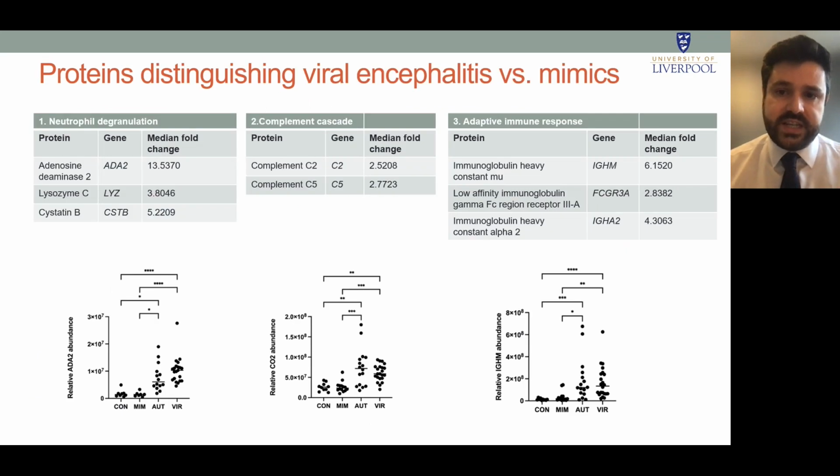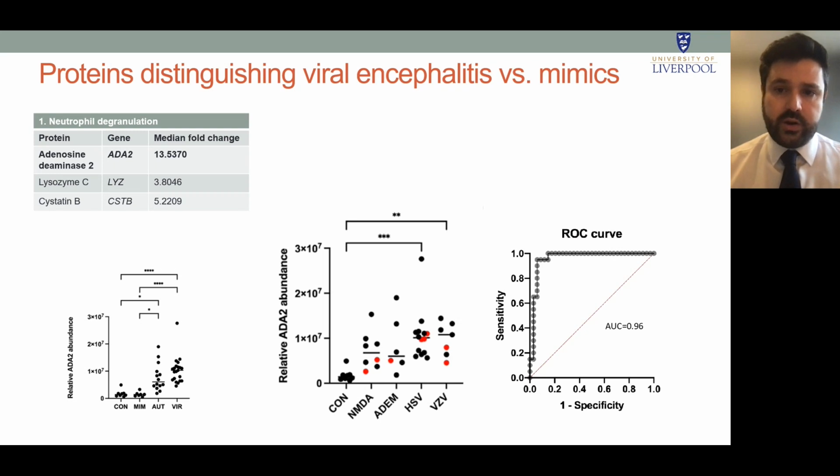We then looked in more detail at the proteins that were upregulated in viral encephalitis compared to mimics. The most significant proteins seem to fall into three main pathways: those concerned with neutrophil function, the complement cascade, and the adaptive immune response. At the bottom here are some illustrative plots to show the upregulation of these proteins in encephalitis compared to both the mimics and the controls.